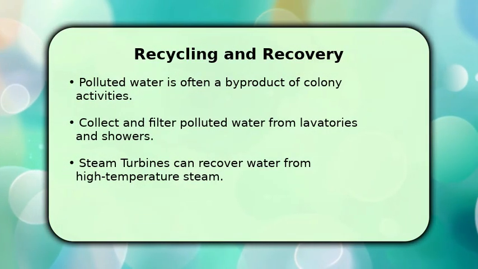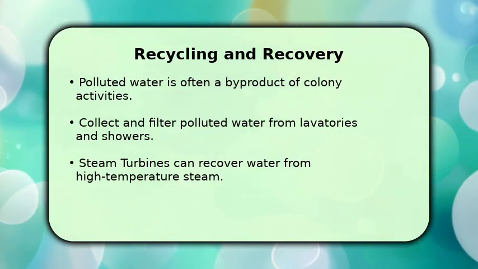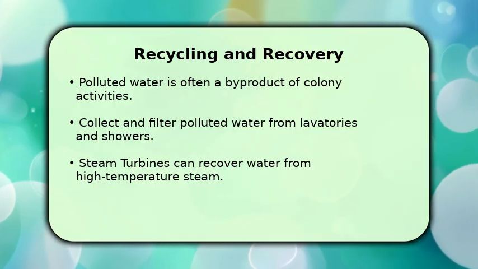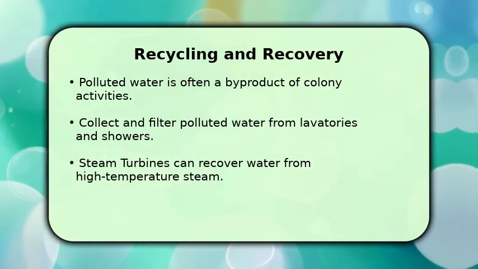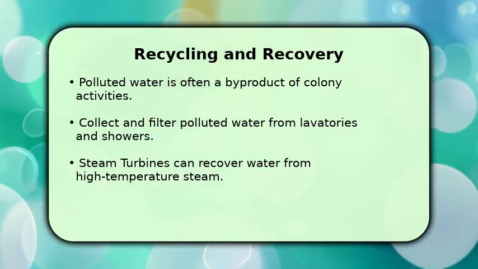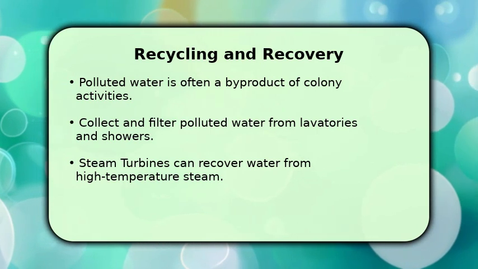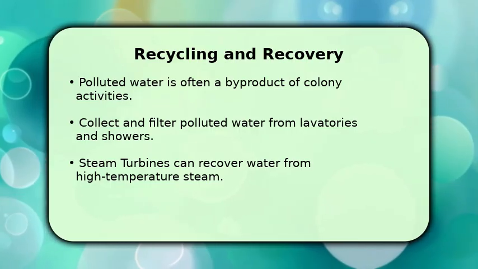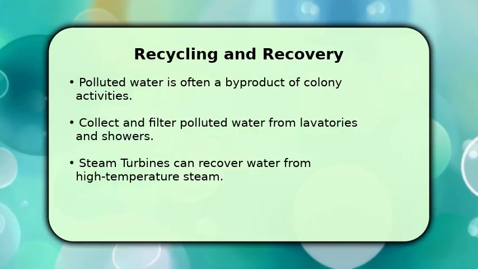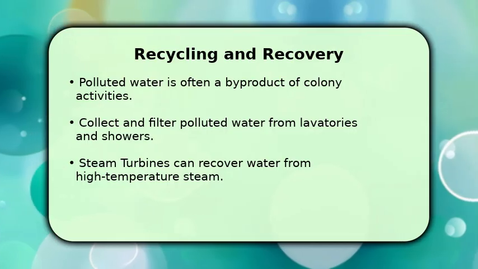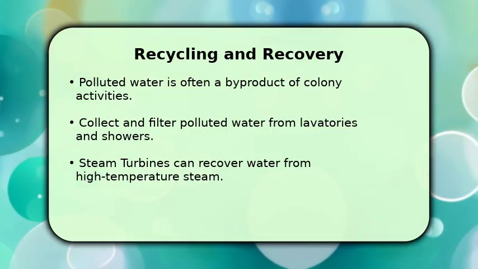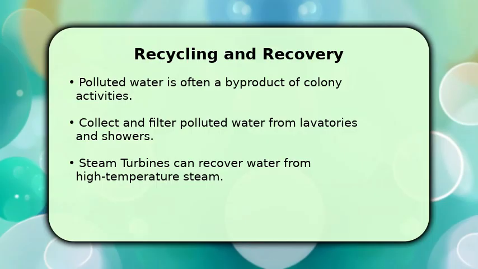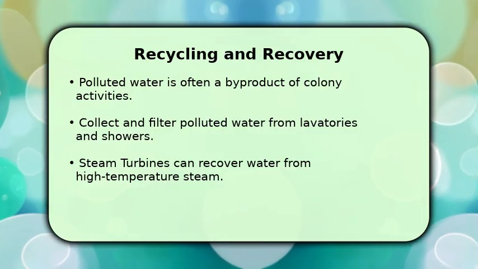To maintain a truly sustainable water supply, you must effectively manage your colony's waste. Polluted water, a common byproduct from facilities like lavatories and showers, can be collected and fed directly into water sieves for purification. For more advanced bases, steam turbines offer an excellent way to recover water from high-temperature steam, often generated by cooling other liquids, creating a closed-loop system.